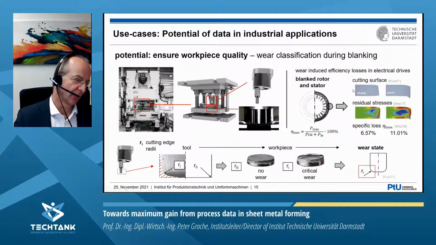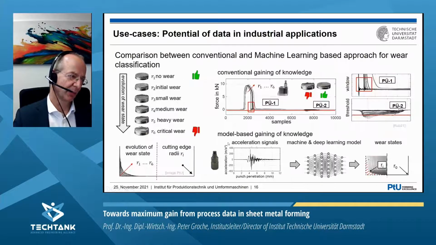On the other hand, if we have a worn tool, we have a changed geometry, which comes along with a higher residual stress state, and that comes along with increased loss in our magnetic properties and our electric motor. So the goal here is to detect the wear status of our tools continuously and decide whether we need remanufacturing or an exchange of our tools at the right point. So how can that be handled?